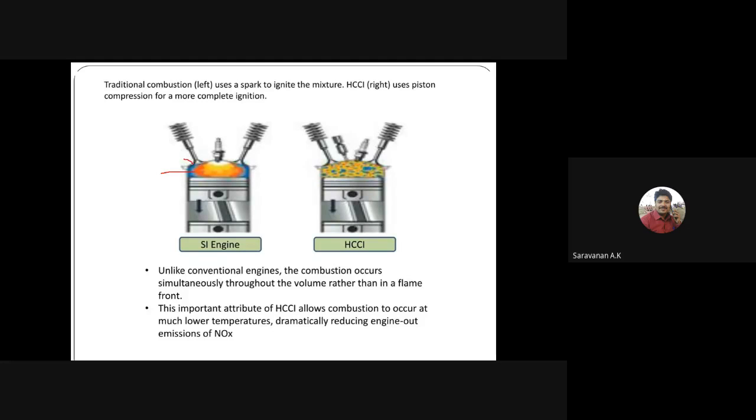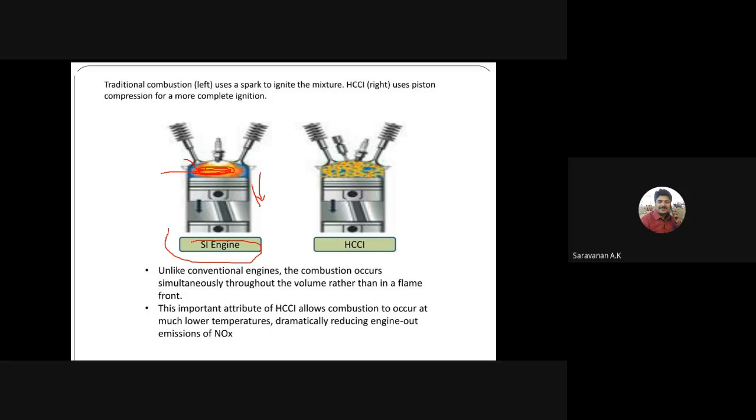The air and fuel mixture comes through the inlet valve and spreads over here, right? During the suction stroke it is taken in, and during the compression stroke it is compressed. While compressing, the pressure increases, so the temperature of the air-fuel mixture increases, then the spark is produced from the spark plug, and the flame propagates. That is in SI engines.